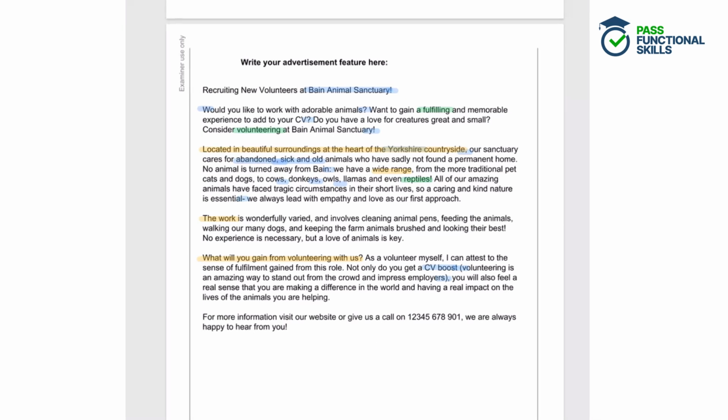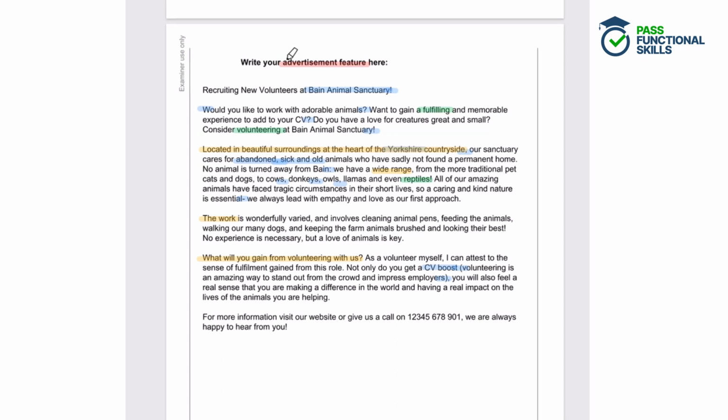Next, let's think about formatting and organisation. So what do we need to do here? Well, we need to identify the text type. And really helpfully, we've been told at the top here that we have been told to write an advertisement feature.